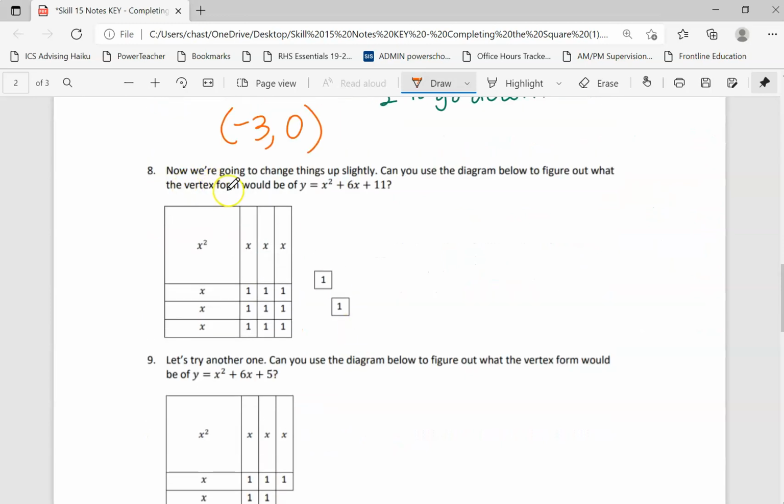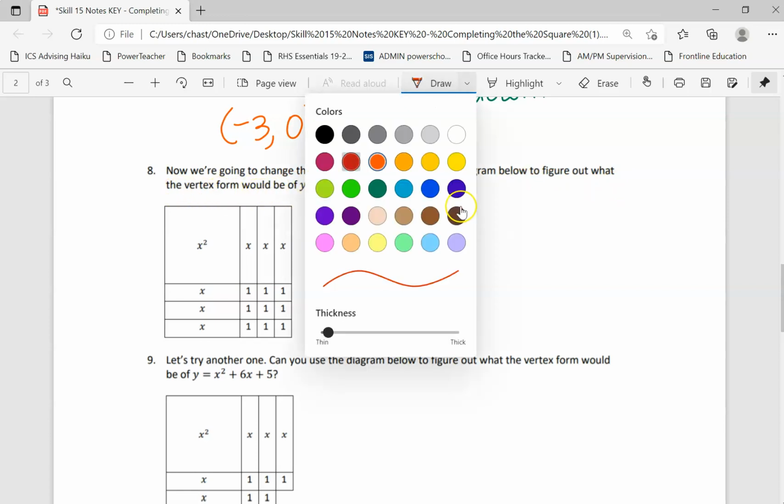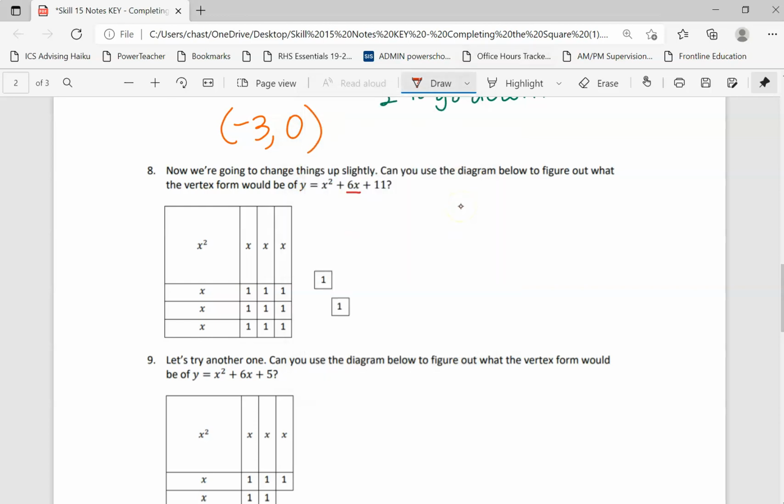All right, let's look at this next one. So now we're going to change things up. Can you use the diagram below to figure out what the vertex would be if this is our equation? Okay, so let's look here. That 6x, we use 3 of them across and 3 of them down because half of 6 is 3. So this is my 3 across, and this is my 3 down.